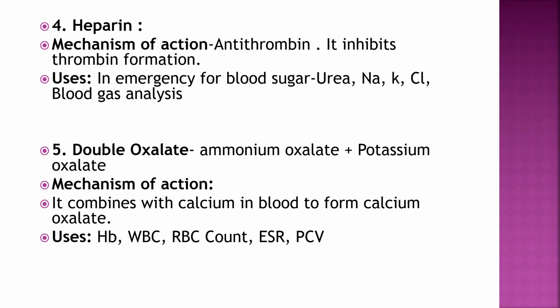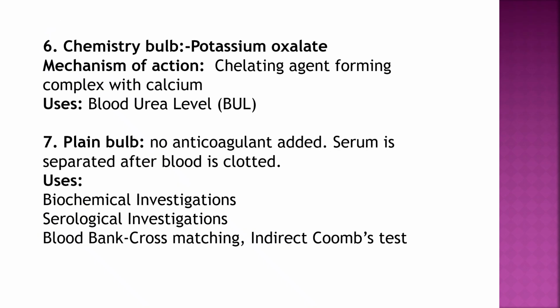Other anticoagulants. First is heparin. Its action is antithrombin and it is used mainly for blood gas analysis. Next is double oxalate, which is ammonium oxalate plus potassium oxalate, and its uses are like EDTA. Potassium oxalate is mainly used for blood urea level. Plain bulb, where no anticoagulant is added, is mainly required for serum preparation, which is required for biochemical and serological investigations.